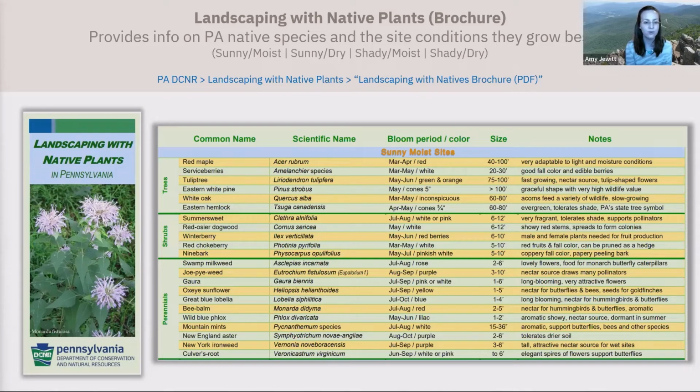It will also give you information on the size of how big or small a plant tends to get, and then other notes about it, like if it's an evergreen, does it produce fruit or nuts? Is it fragrant? That sort of thing. So it's a really nice brochure. It is available on the DCNR's website under their Landscaping with Native Plants section.